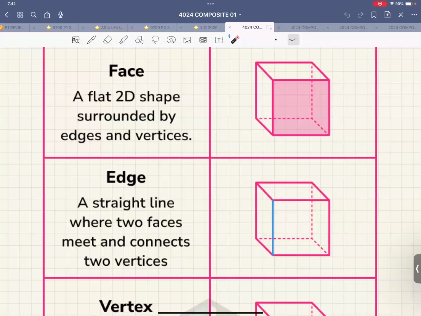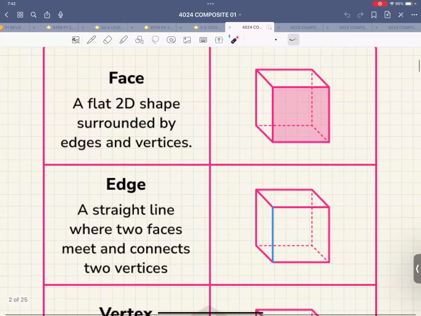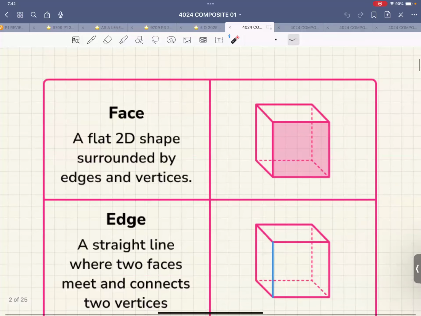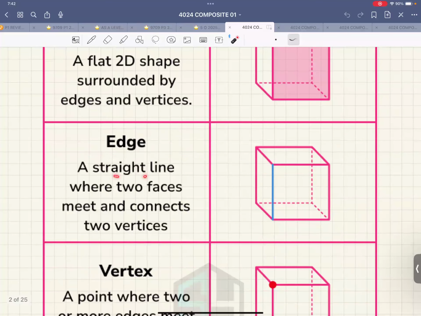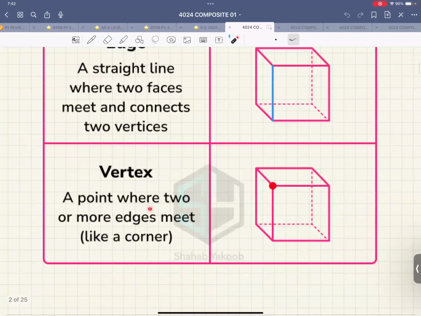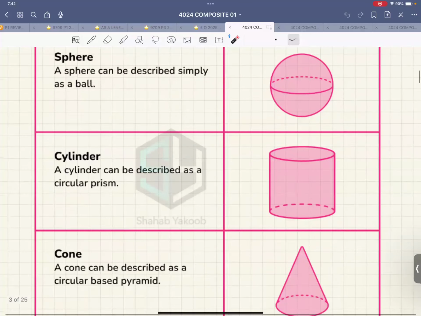This is an important thing. What is a face? A flat 2D shape surrounded by edges and vertices. All these are edges and these are vertices. So that is a face that you see. Edge, a straight line where two faces meet. So this face is meeting with this face, and this blue line is the edge. Vertex, a point where two or more edges meet. So 3 edges are meeting at this point. That's a vertex, like a corner.